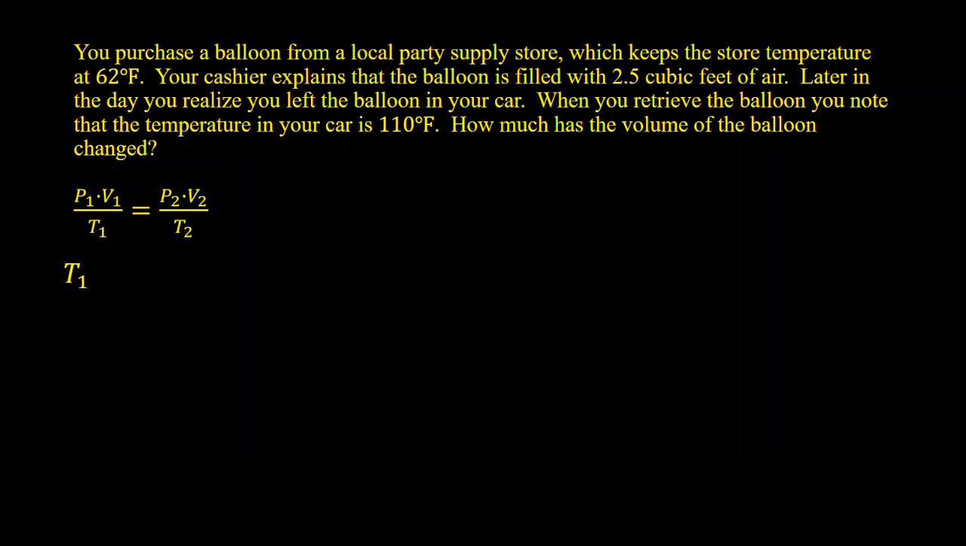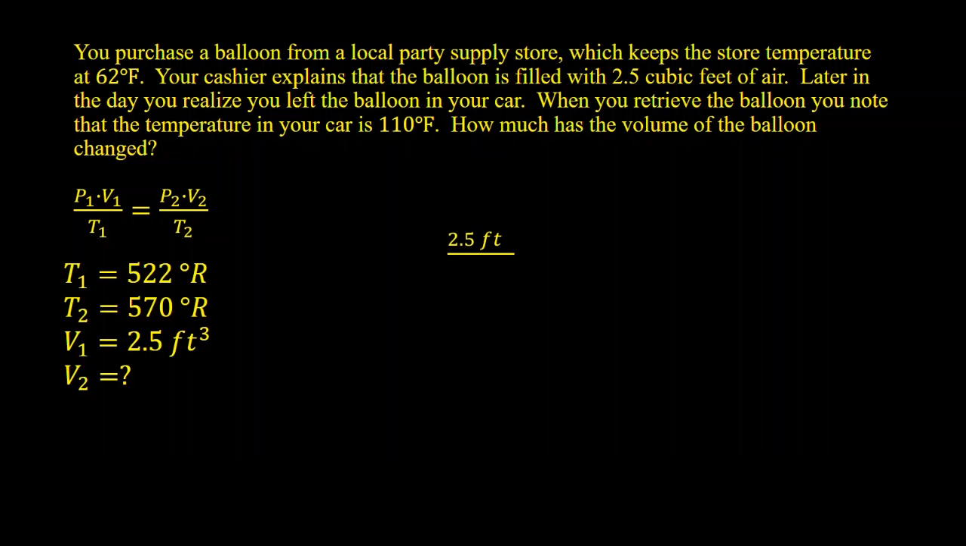So temperature 1 at the store is 522 degrees Radian. Temperature 2 is 570 degrees Radian. The volume of the balloon is 2.5 cubic feet of air at the store, and then we want to know what it is in the car after that temperature is increased. Pressure isn't really an issue here. At the store and inside the car, the pressure is going to be pretty much the same. We're on the surface. So we just need volume over temperature equals volume over temperature. And we're just going to plug those values in.